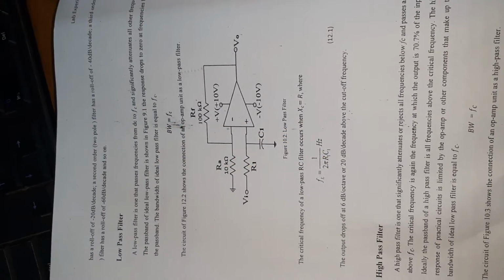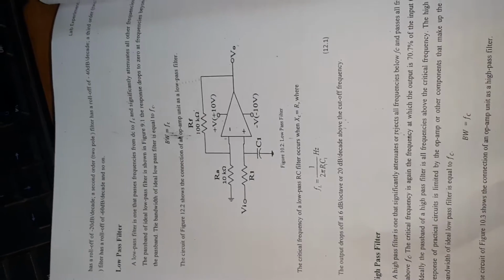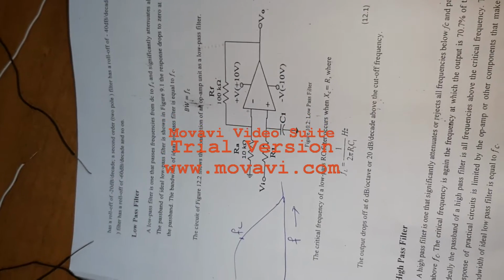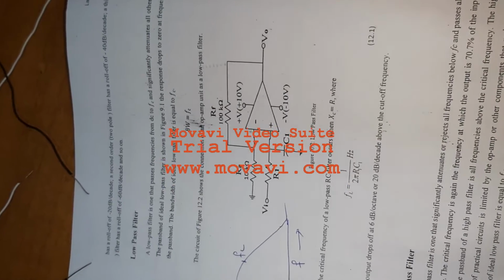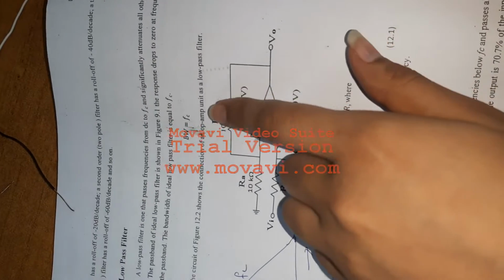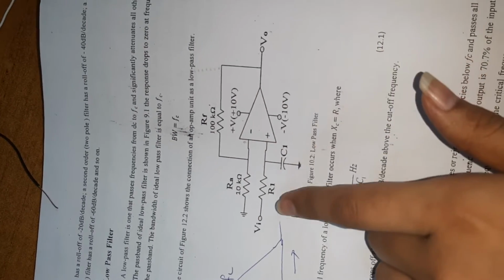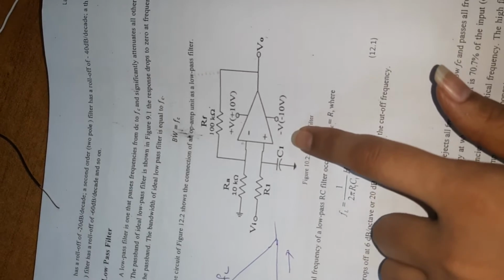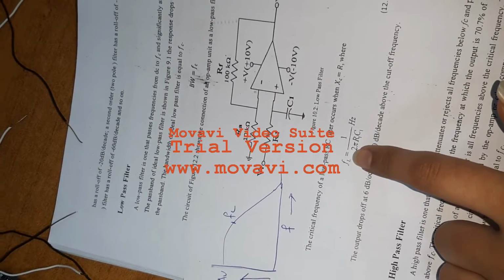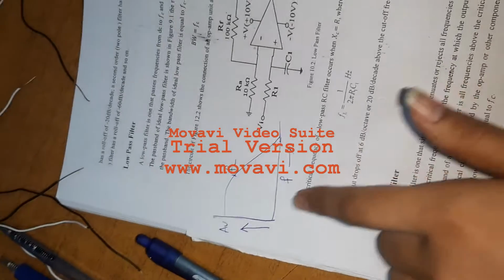The first type that we will discuss in our lab is the low pass filter. The first lab task is about the design of the low pass filter. The low pass filter circuit diagram is shown in figure 10.2. Here the two resistors RA and RF are used for the gain of the amplifier, and this resistor R1 and the capacitor C1 are used for the filtering purpose. This FL will determine the cutoff frequency of the filter, and the filter response will look like this.